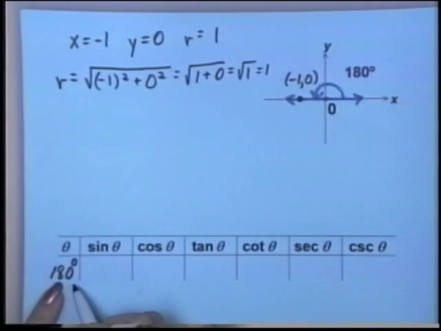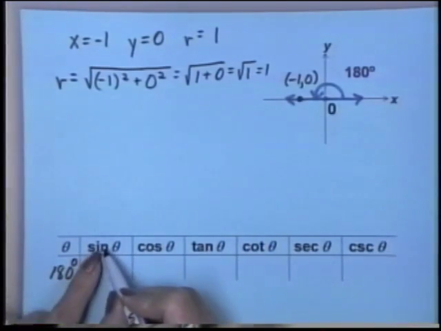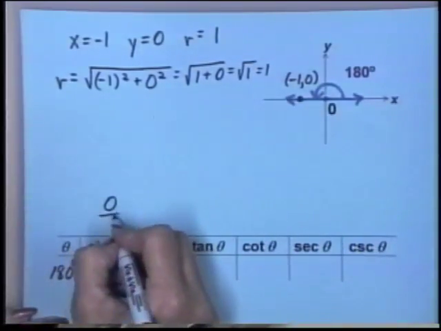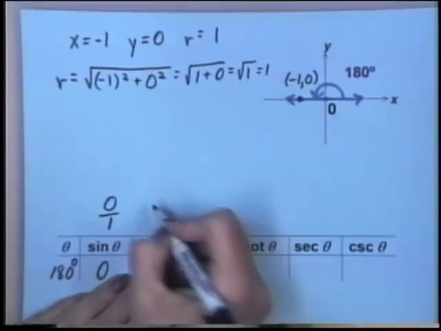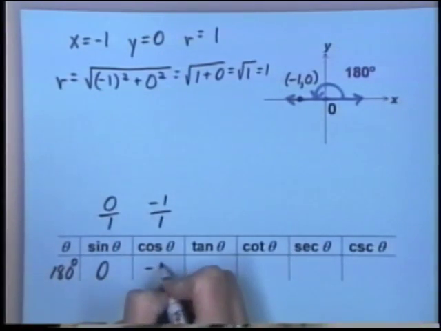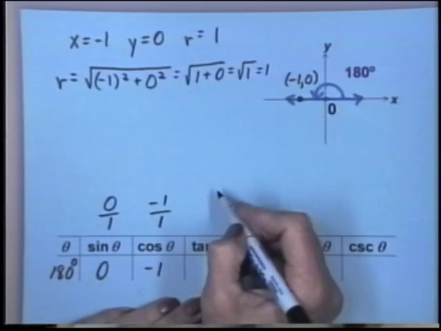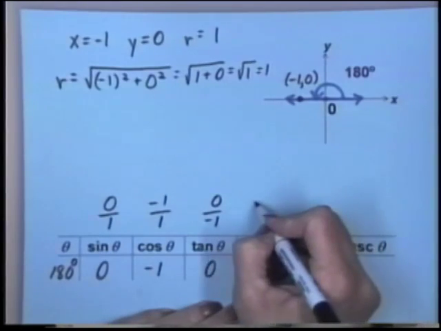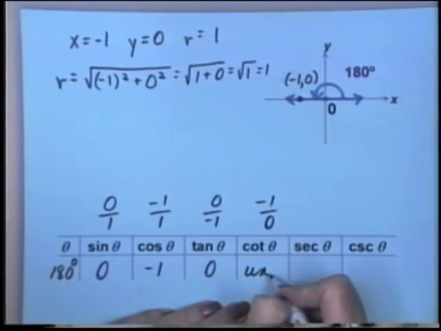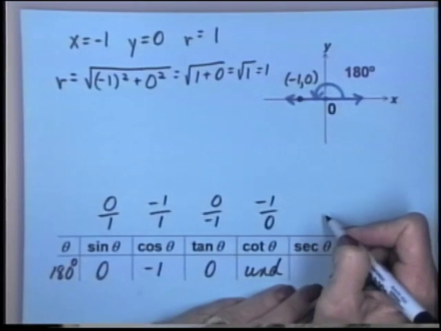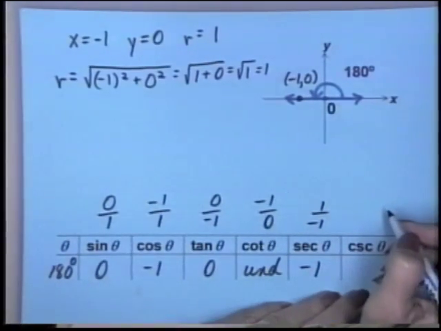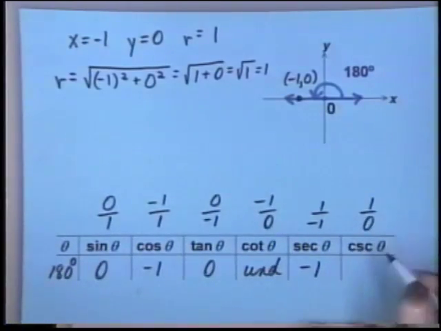So if our angle is 180 degrees and we want to find the sine of 180 degrees, y over r gives us 0. X over r gives us -1. Y over x gives us 0. X over y is undefined. R over x gives us -1, and R over y is undefined.